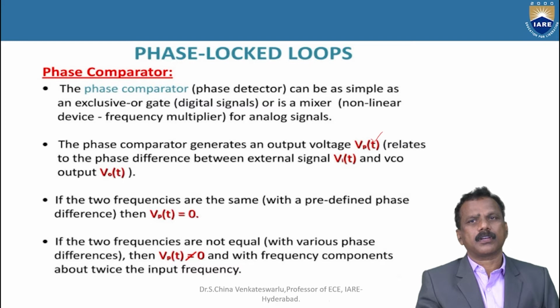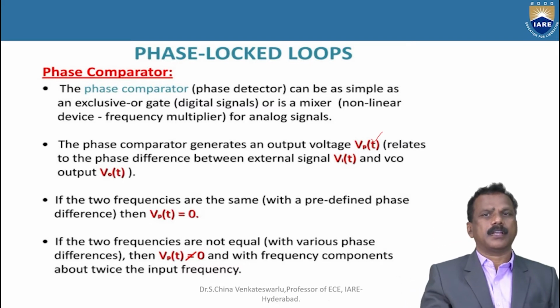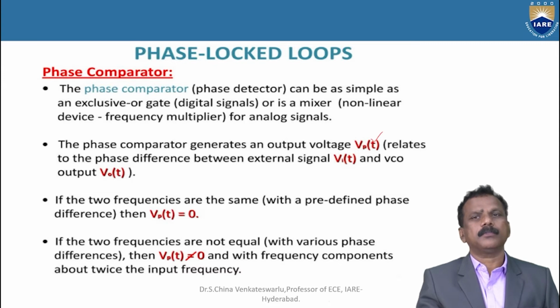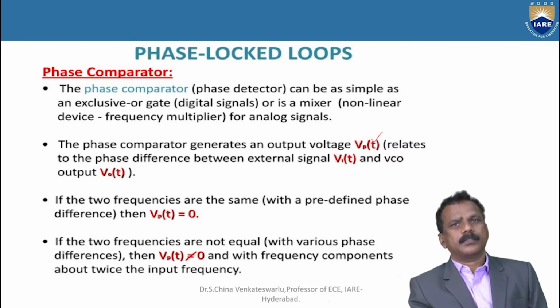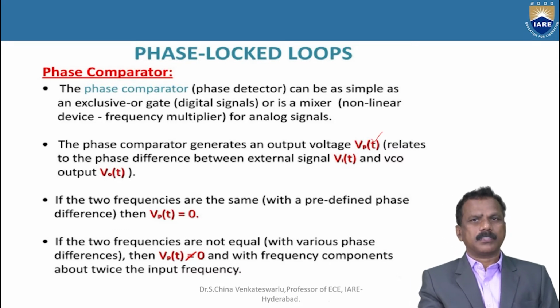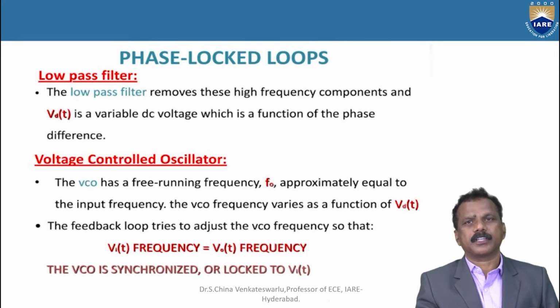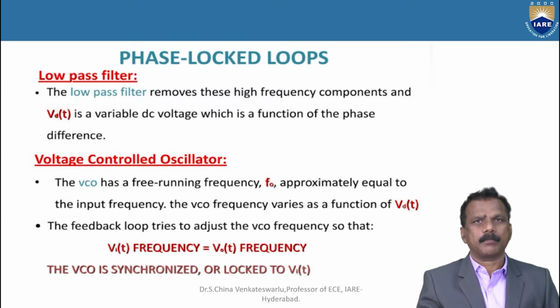If the two frequencies are not equal, with various phase differences, then Vp of t is not equal to 0. So basically we have two conditions: Vp of t equal to 0, and Vp of t not equal to 0, with frequency components at about twice the input frequency. Okay, now come to the low pass filter.